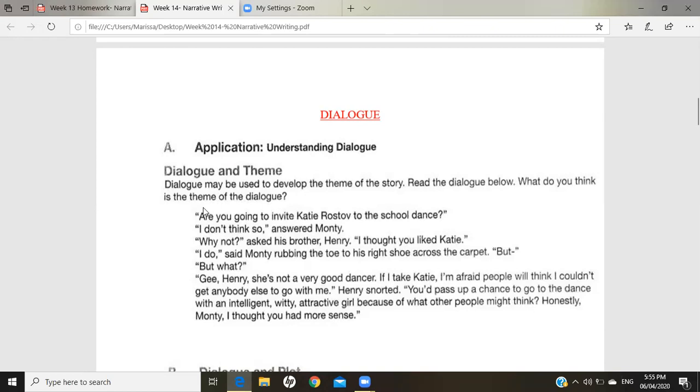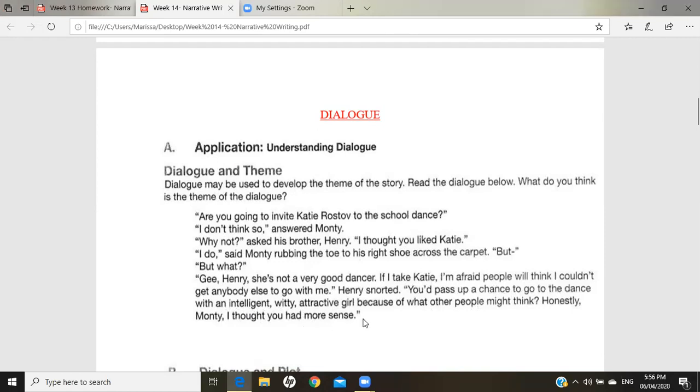Excerpt. So it says, "Are you going to invite Kate Rostov to the school dance?" "I don't think so," said Monty. "Why not?" asked his brother, Henry. "I thought you'd like Kate." "I do," said Monty, rubbing the toe of his right shoe across the carpet. "But what?" asked Henry. "She's not a very good dancer. If I take Kate, I'm afraid people will think I couldn't get anybody else to go with me." Henry snorted. "You'd pass up a chance to go to the dance with an intelligent, witty, attractive girl because of what other people might think? Honestly, Monty, I thought you had more sense."